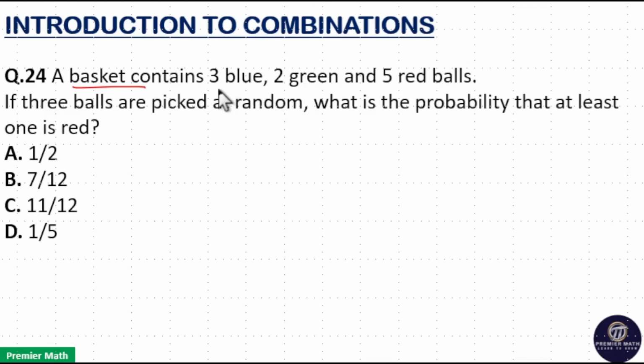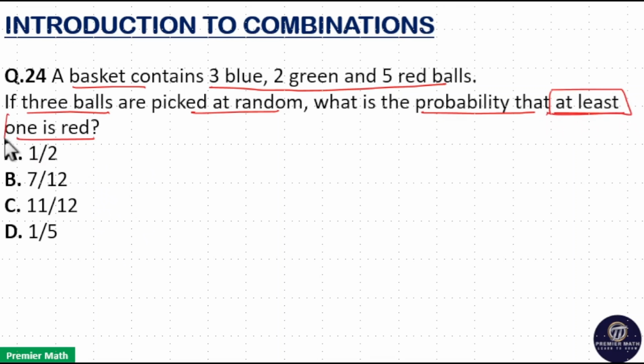A basket contains 3 blue, 2 green and 5 red balls. If 3 balls are picked up at random, what is the probability that at least one is red? Here this is also like probability of favorable outcome by total outcome. But here we need at least one red as our favorable outcome. At least one red means there are total 5 red, so it can be 1 red, 2 red, 3 red, 4 red or 5 red.